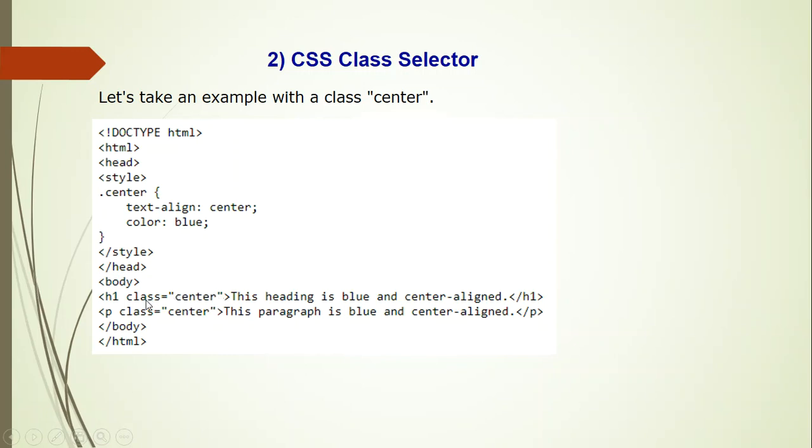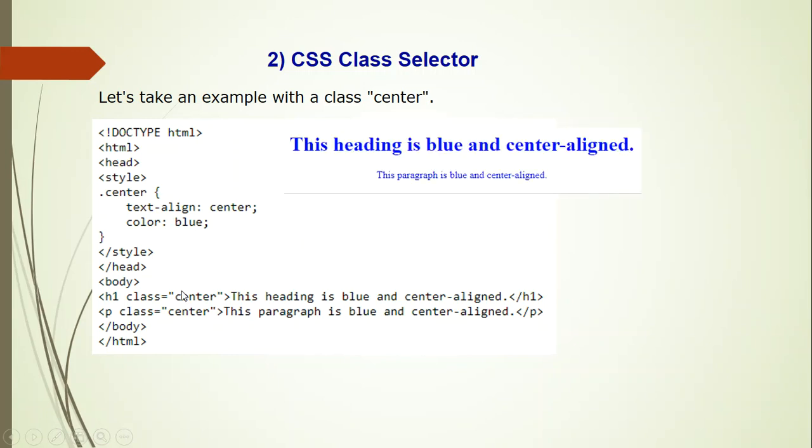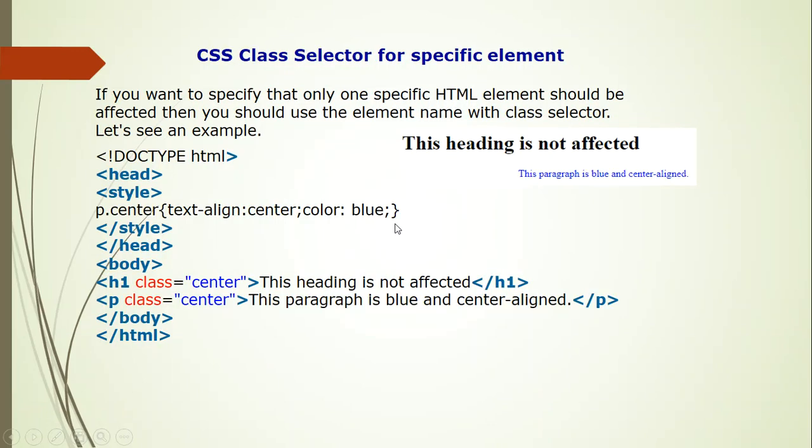Class is an attribute. What is its value? Here what we have written, center, that is called. How is it called? Preceded by a dot, followed by this part which we know. Now what will be the output? Look, both the heading tag and the paragraph are appearing blue in color.